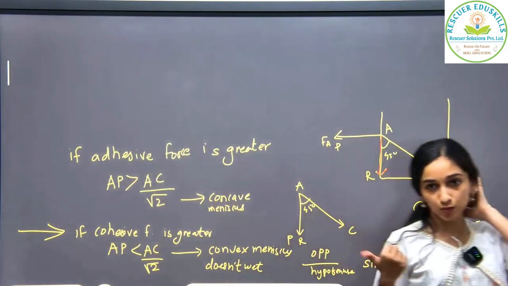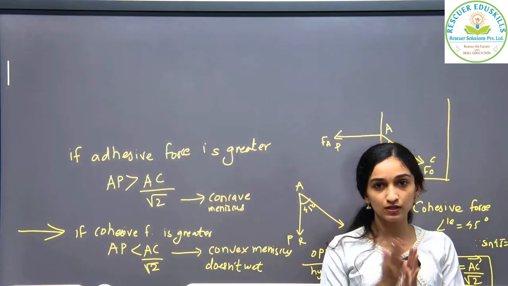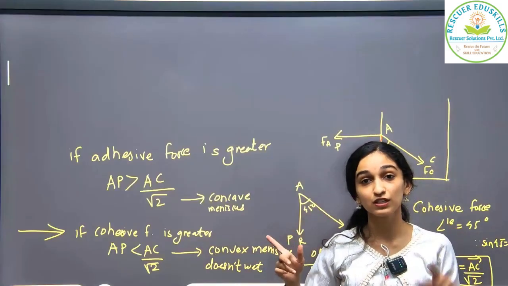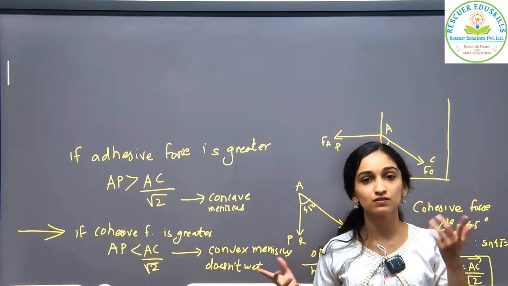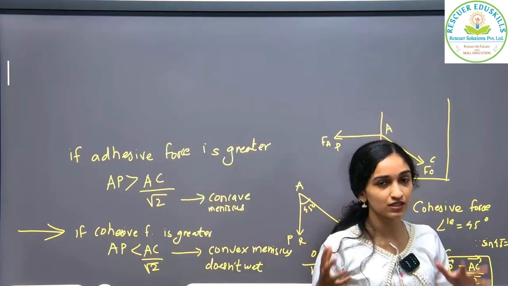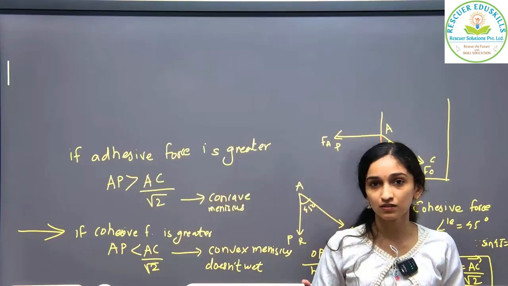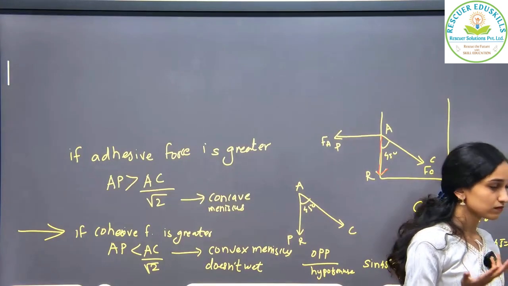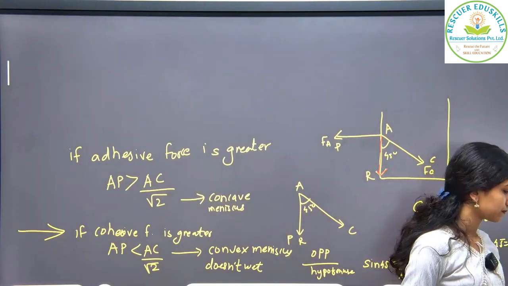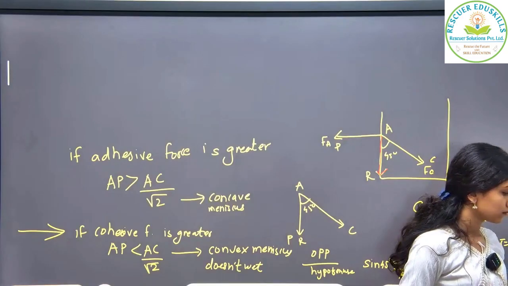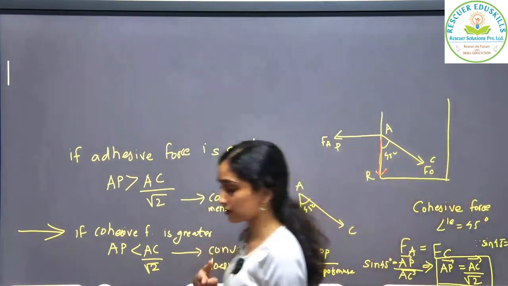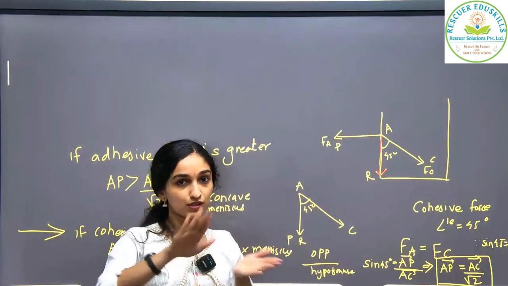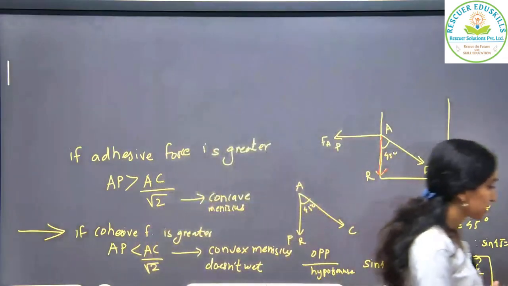So in this case, with waterproofing agents, the adhesive force is less and the cohesive force is greater, so it will form a convex meniscus, and this is how the liquid will not wet the surface. That's why it is a waterproofing agent, protecting that surface from water, because it is not wetting the surface. If the waterproofing layer is applied, the water will roll down. It will not stick on the surface. I hope you understood.